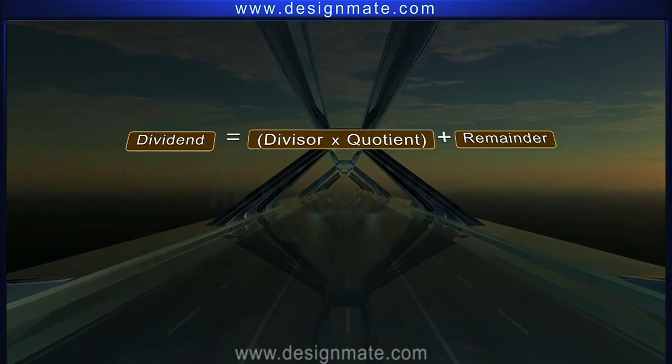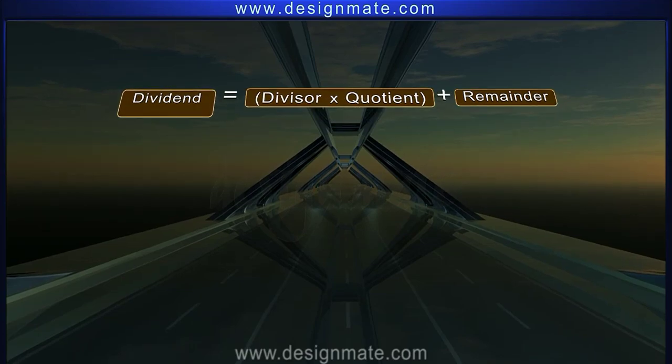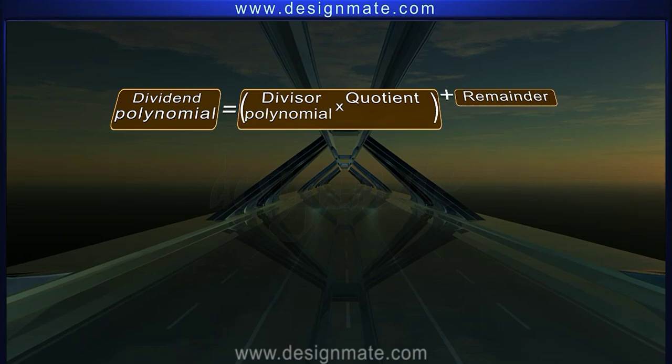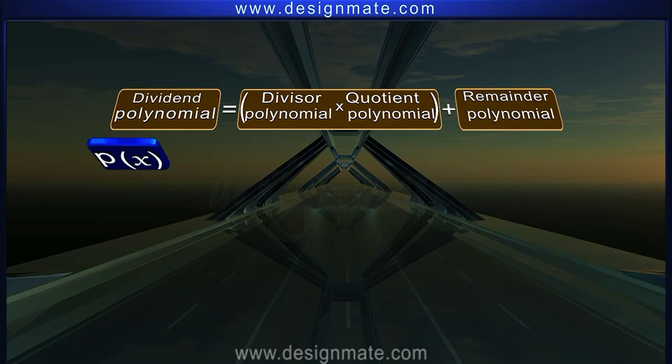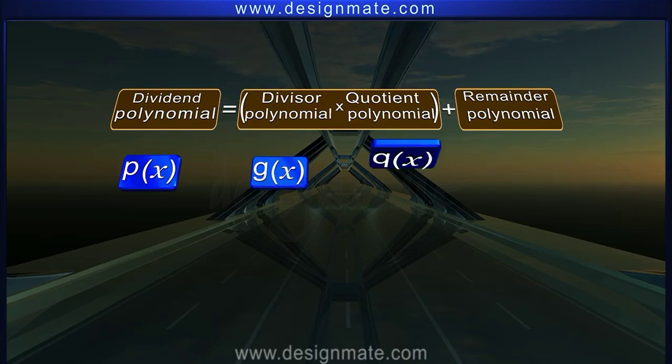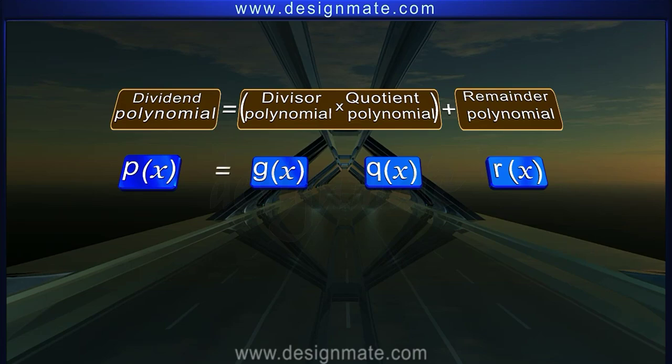As per the method of division of polynomials, dividend polynomial is equal to divisor polynomial multiplied by quotient polynomial plus remainder polynomial. If we denote the dividend polynomial by p(x), divisor by g(x), quotient by q(x), and remainder polynomial by r(x), then p(x) = g(x) · q(x) + r(x).